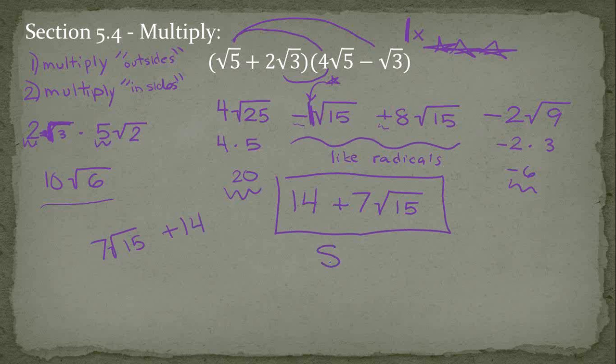The most important thing next is to stop. Don't add the 14 and 7. They are not like terms. Don't do it. Radicals are a lot like having an x. If your answer was 14 plus 7x, you're done. This has an x, that doesn't. Same thing here. You cannot add a radical with something that is not a radical. So here we are completely finished.